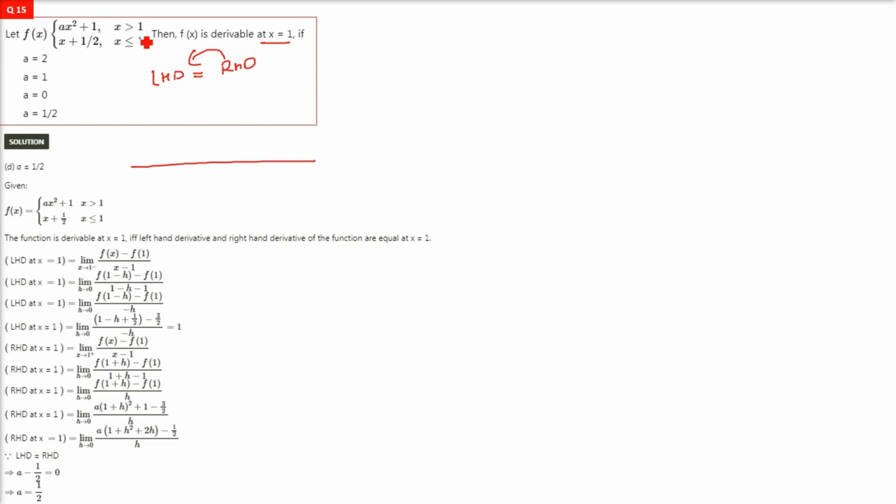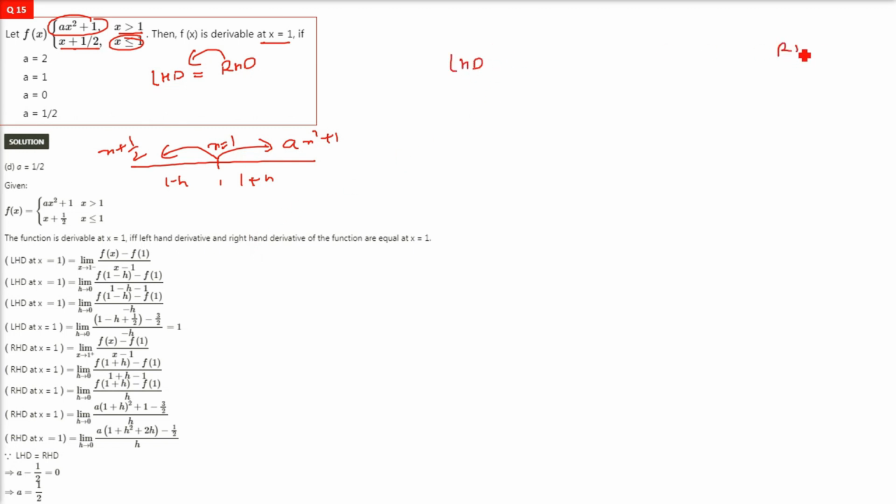So in order to understand this, this is 1, the point where the graph is supposed to be changing. At this 1, you go left, you go right. When you go left, you will take (x plus 1) by 2. When you go right, you will take ax square plus 1. On the right hand side, ax square plus 1 is the function. On the left hand side, (x plus 1) by 2 is the function. So we'll place 1 minus h on the left, 1 plus h when we are taking the right hand derivative.